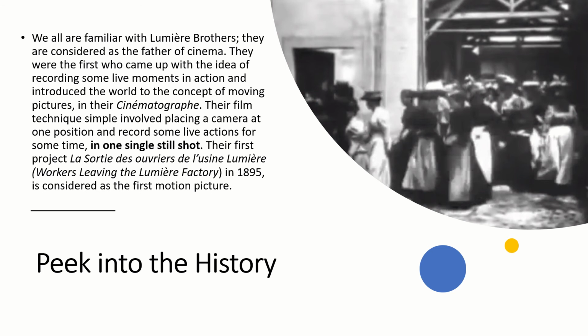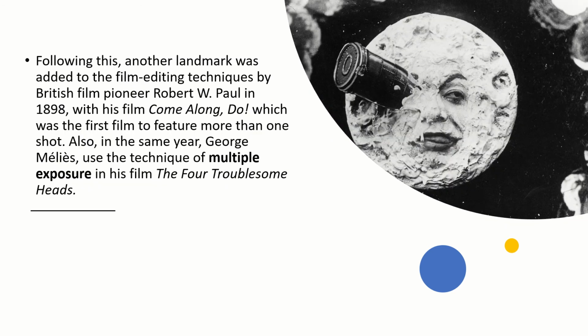Soon after, British film pioneer Robert W. Paul made his first film, Come Along 2, with two shots. Yes, this is the first film that featured more than one shot. Also, famous illustrator and pioneer of special effects, George Méliès used the technique of multiple exposure for the first time with his film, The Four Troublesome Heads.